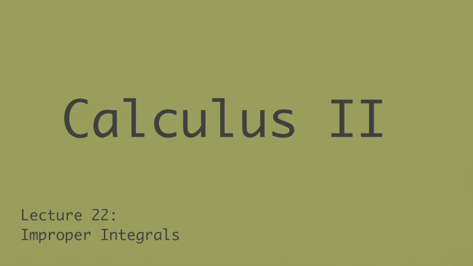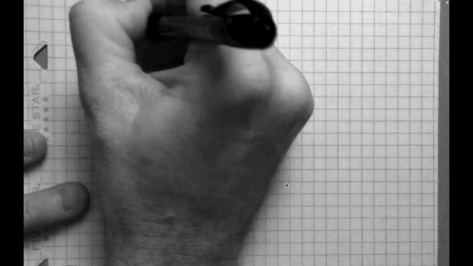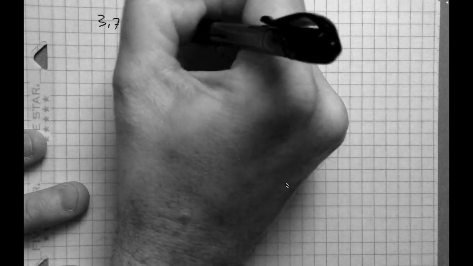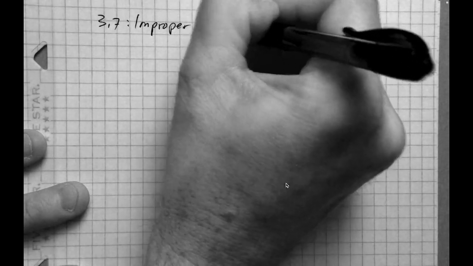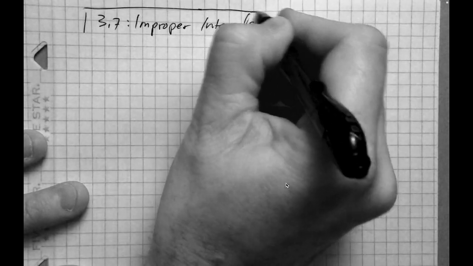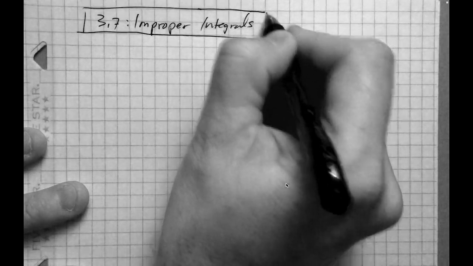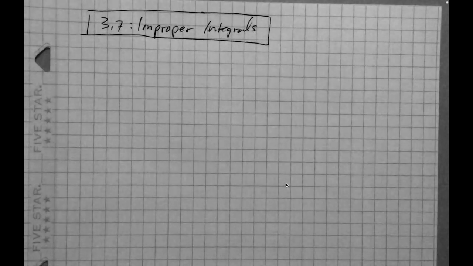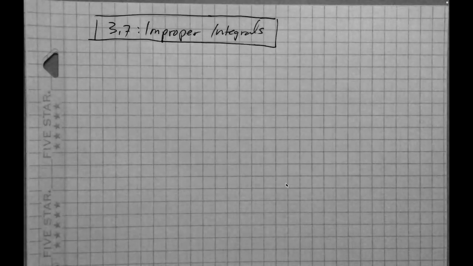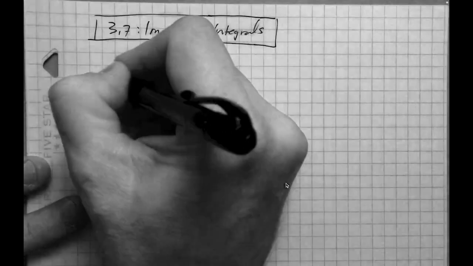And we'll call this section 3.7, improper integrals. Okay, so when we say the word improper, what do we mean? We just mean kind of unusual. I don't think there's anything improper, although these do technically fall outside of what we would call an integral typically. So let's talk this through.